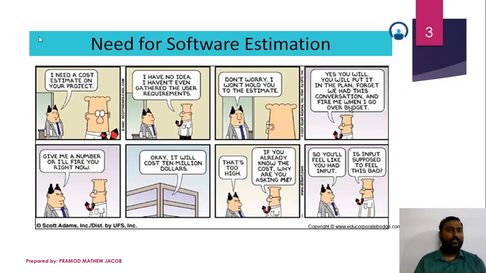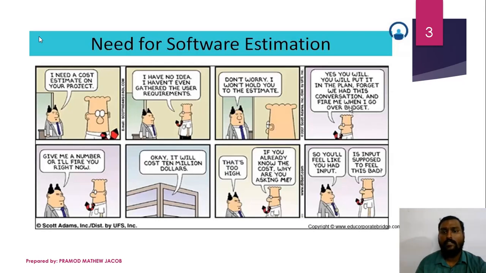So let's go through this conversation between a project manager and a system analyst. The project manager is asking the system analyst to give the estimate of the project, and the system analyst is saying that he cannot give it right now because he has no idea about the user requirements. He hasn't even gathered the user requirements, so it is not feasible at this stage. But the project manager says that you don't need to worry, I won't hold you to the estimate, you have to give me a rough estimate right now.